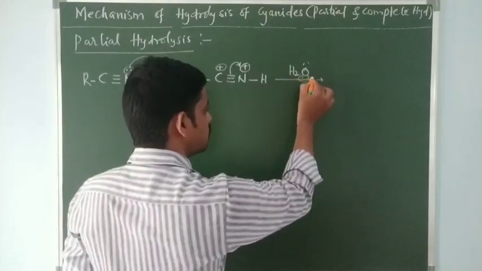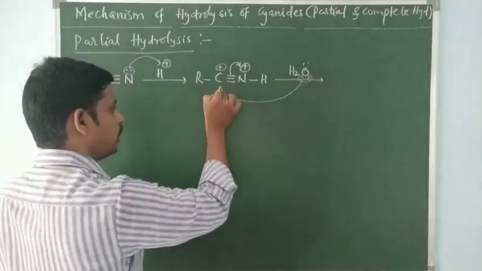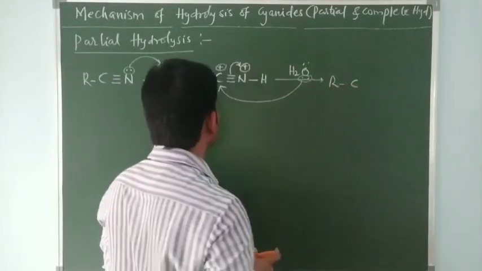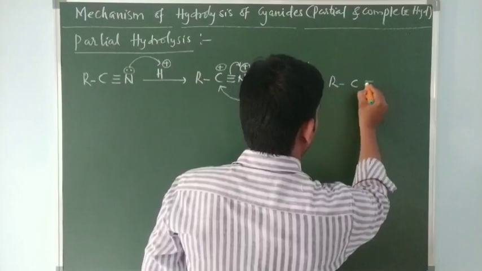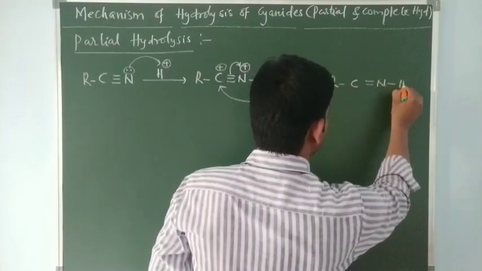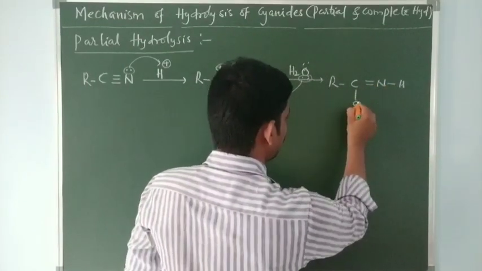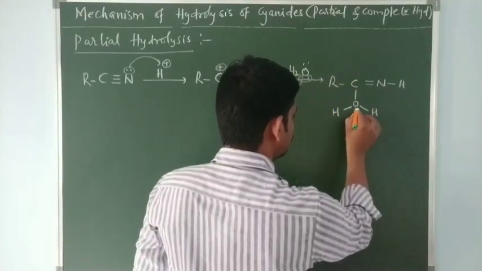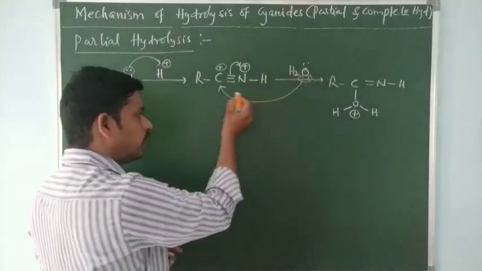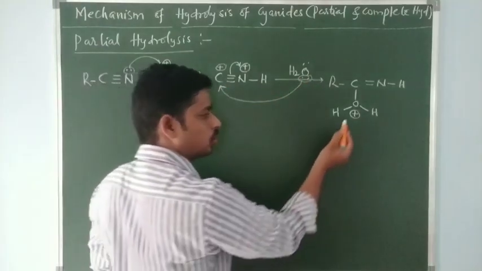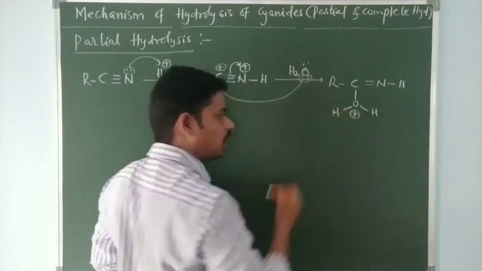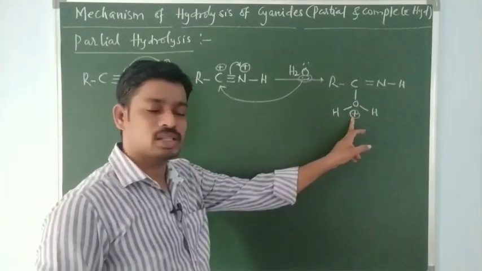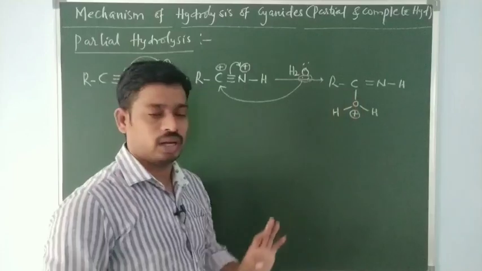Here oxygen possesses two lone pairs. One of the lone pairs is donated to carbon. Then we get RC double bond NH. A new bond is formed between carbon and the oxygen present in the water molecule. See here, oxygen donated electrons to the carbocation, so positive charge is generated on the oxygen. This oxygen is unstable with positive charge, right? Because it is more electronegative, we know.